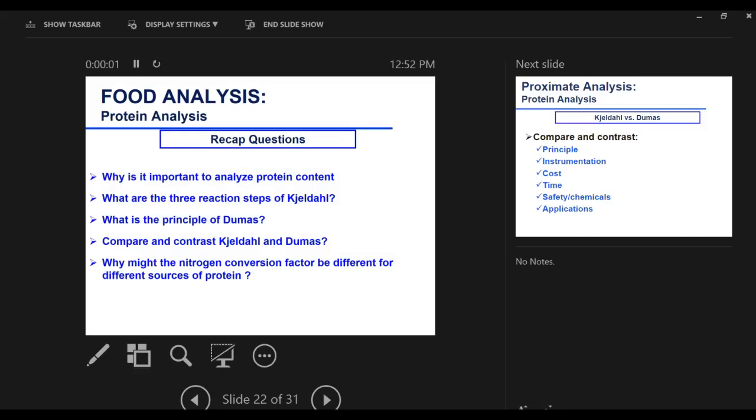That was a long lab. Okay, let's get started. Chelsea's going to finish up the protein lecture, and after she finishes up proteins, I'll start fat.